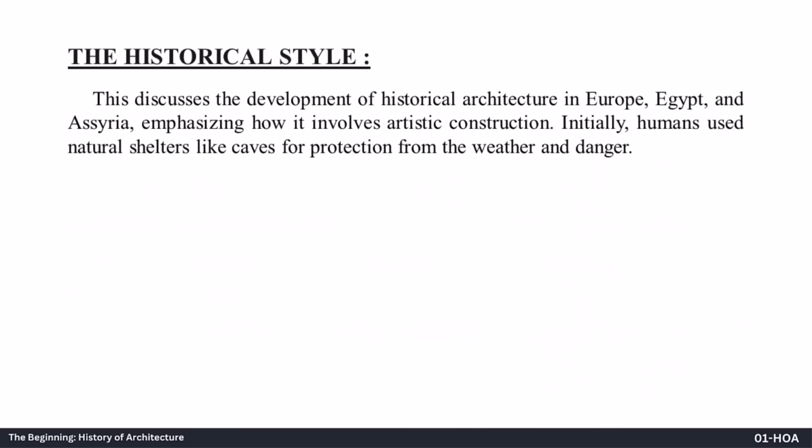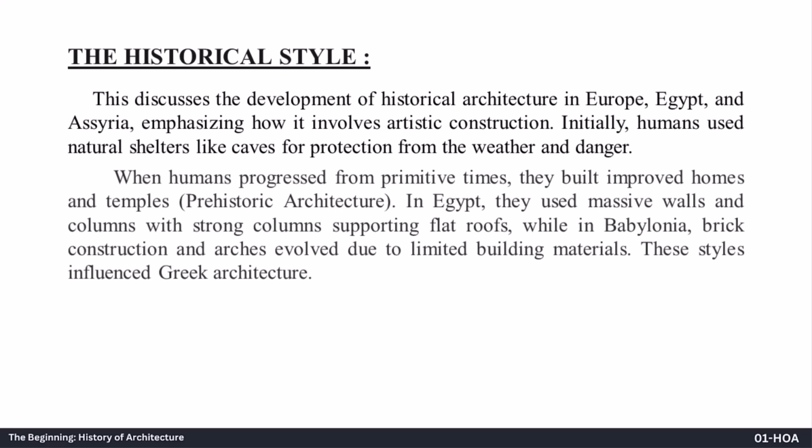The historical style. This discusses the development of historical architecture in Europe, Egypt, and Assyria, emphasizing how it involves artistic construction. Initially, humans used natural shelters like caves for protection from the weather and danger. When humans progressed from primitive times, they built improved homes and temples.